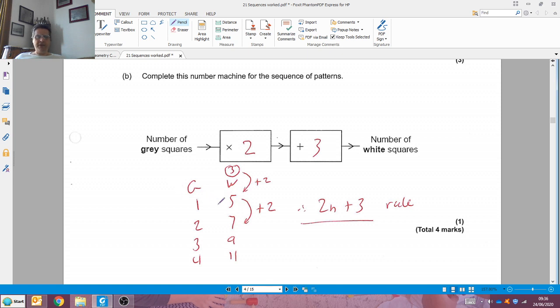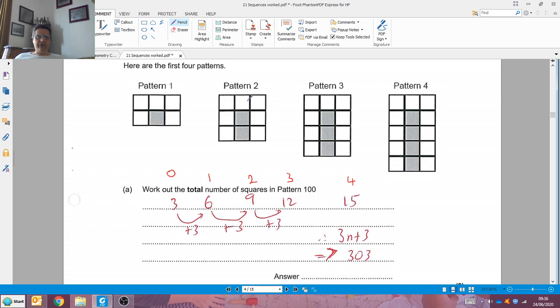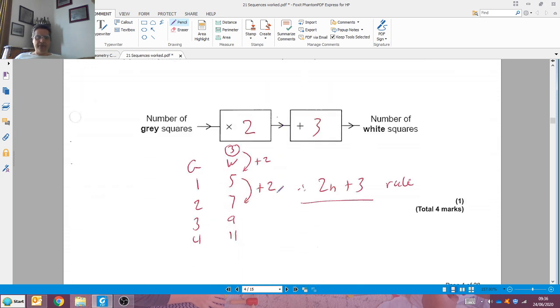1 has got 5 whites, 2 greys requires 7. Is it 7 whites? 1, 2, 3, 4, 5. Yeah, it's 7 whites, not 8. Sorry, etc. So, and 4 greys are surrounded by 11 whites. As you can see, it goes up +2, +2, +2. So it's a 2n rule.